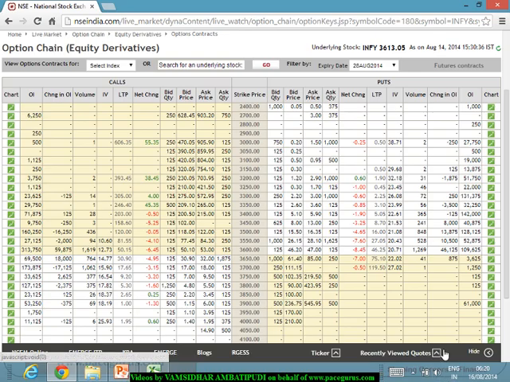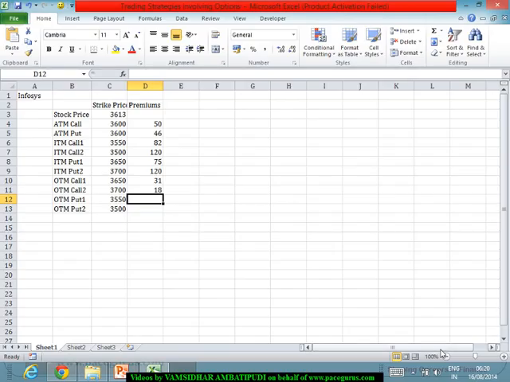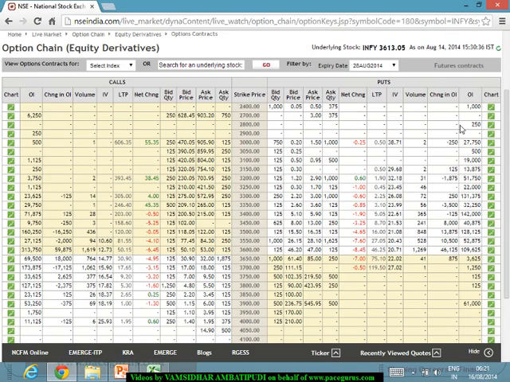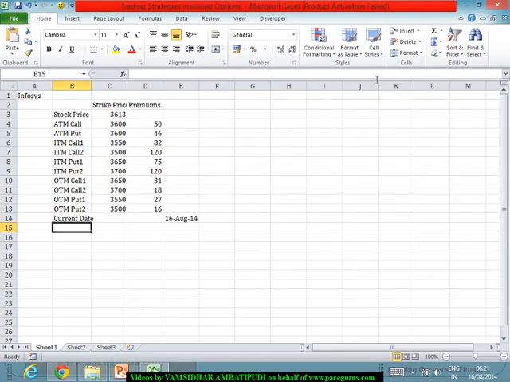27 and 16. Alright. And what is the other additional information that I require now? The current date. What is today's date? As per my system, it is 16th August 2014. And the expiry date of the option is 28th August 2014.